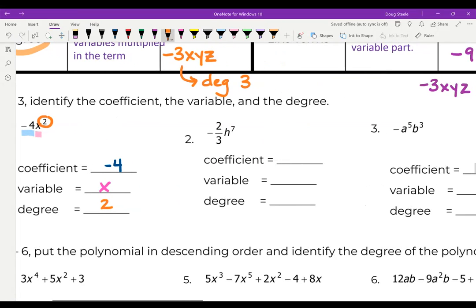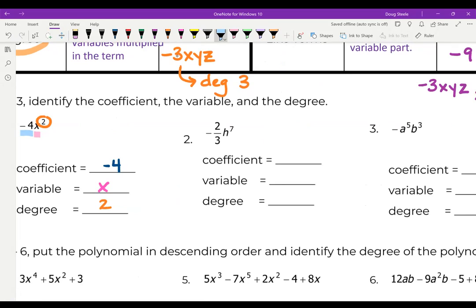Let's try to apply that to the second question. In this one, we have a fraction of negative 2/3. I see I have a variable that's h, and I have a degree right now that is 7. So I have a coefficient that's negative 2/3. We have the variable that is h, and this time my degree is 7.